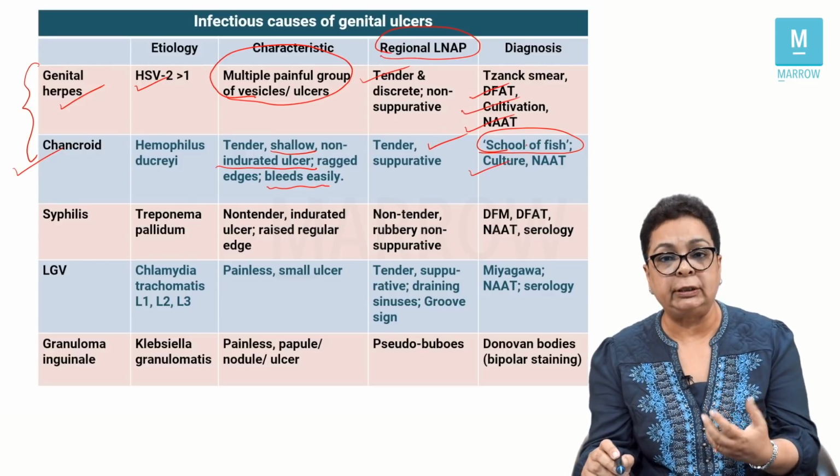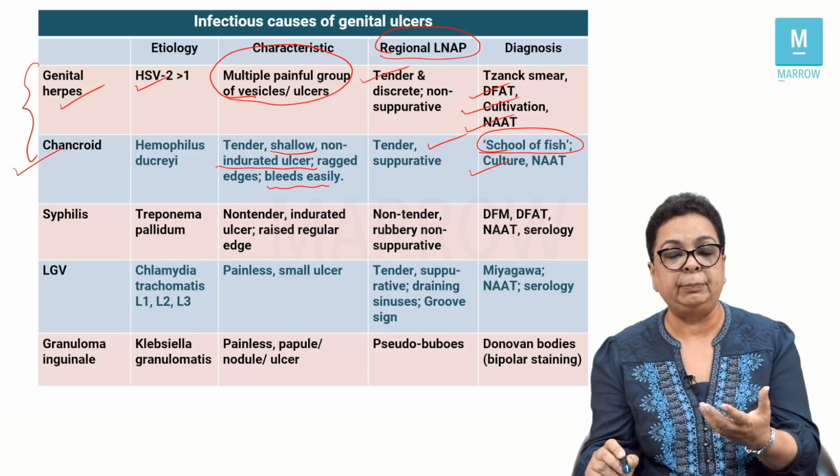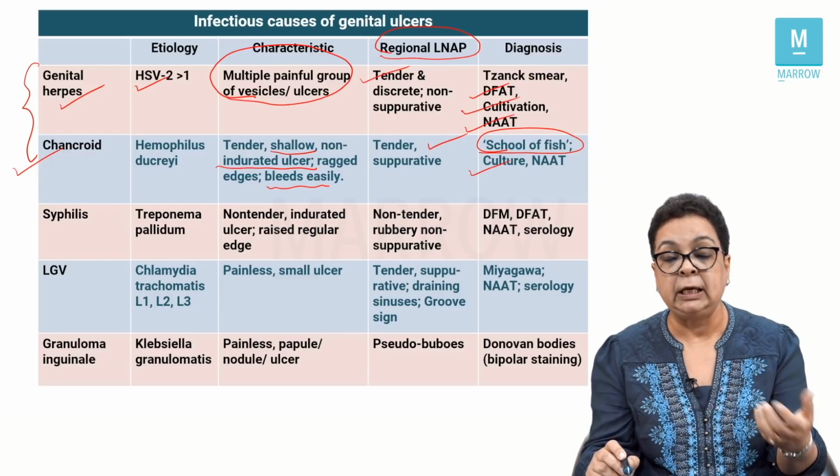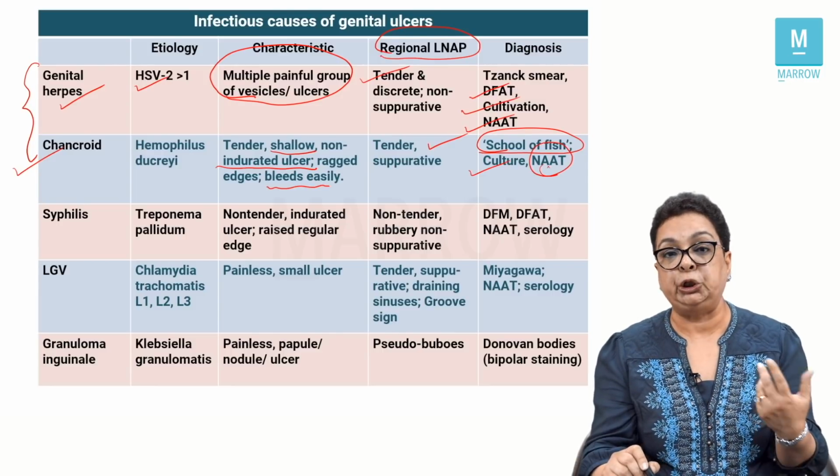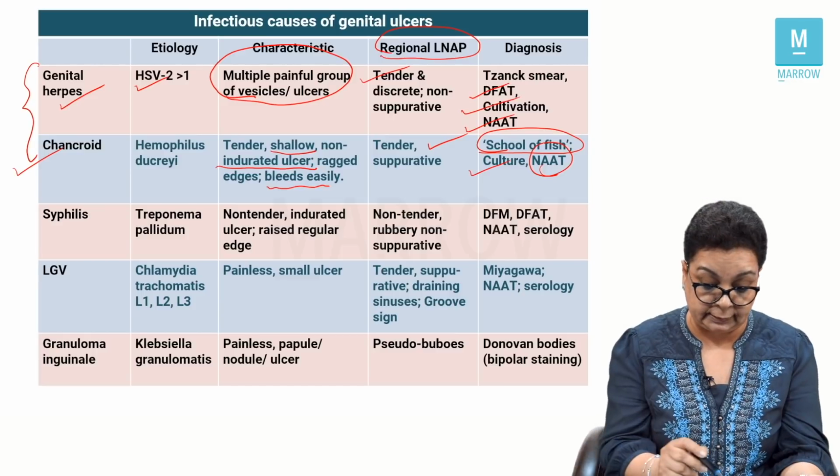Next, we can culture it on chocolate agar supplemented with IsoVitaleX with fetal calf serum. And finally, most sensitive would be the nucleic acid amplification tests.